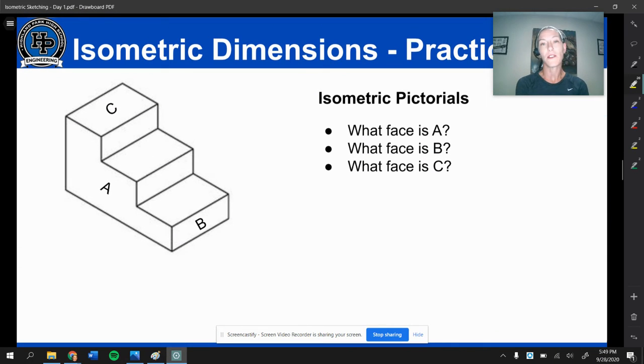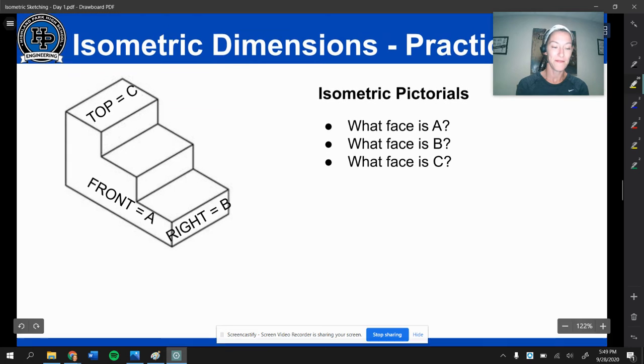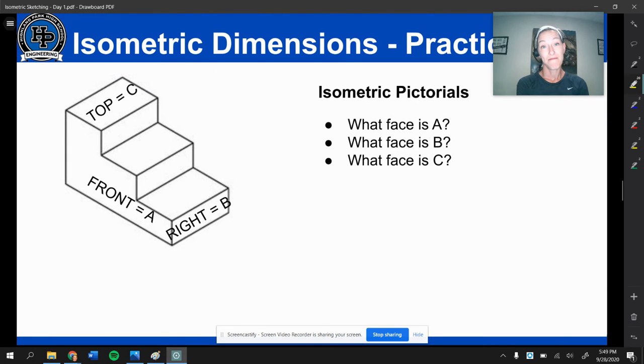The next thing that we have to focus on is the faces that are shown in an isometric sketch. Which of these faces is the front? Which one's the right? Which one's the top? Can you identify them now? How'd you do? Hopefully you got them right. If not, don't worry, there's going to be lots of time to practice this.